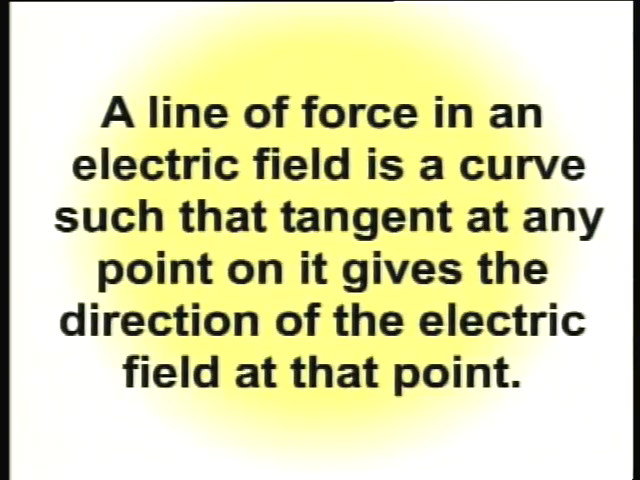Pictorially, we can view this electric field in terms of electric lines of forces. Now, the question arises, what are these electric lines of forces? A line of force in an electric field is a curve such that the tangent at any point on it gives the direction of the electric field at that point. It is the path along which a positive test charge moves in an electric field if free to do so.